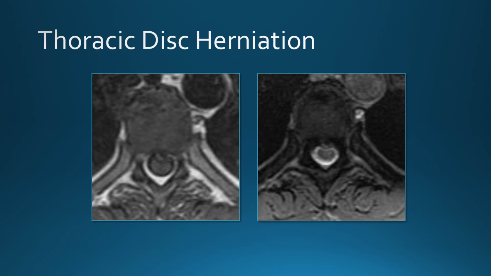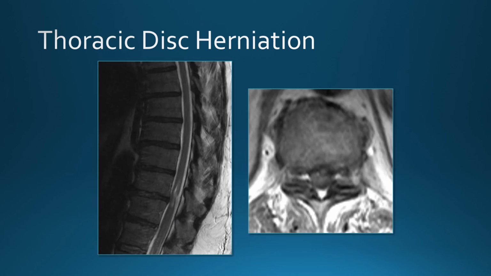So here is a patient with a thoracic disc herniation. You can see it indenting the spinal cord. Another patient with a thoracic disc herniation here, and it's not a big herniation, but yet there's a significant amount of T2 signal within the cord in this patient with myelopathy due to thoracic disc herniation.